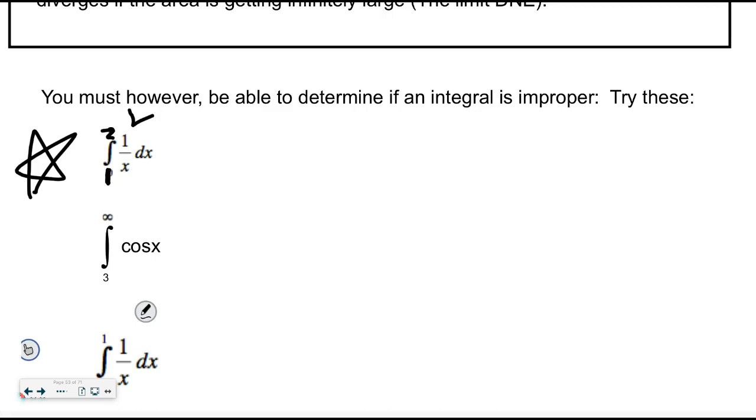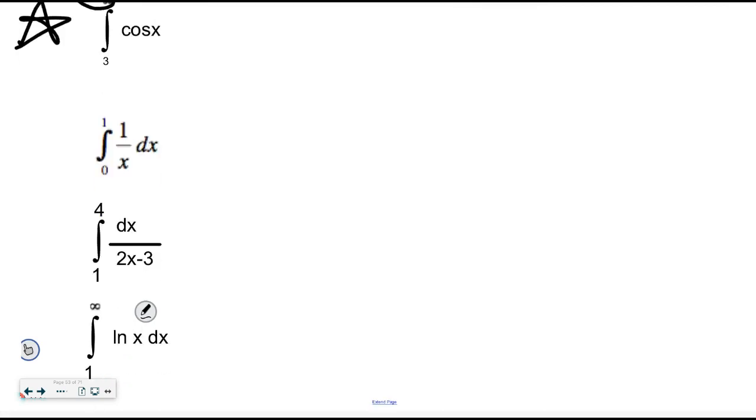This guy, improper or not? It's easy to spot that one, right? Because of the infinite bound. The next one, improper or not? This one. What did you say, Witter? Improper, because on the bound, I'm at an asymptote. I'm trying to accumulate area under an asymptote.